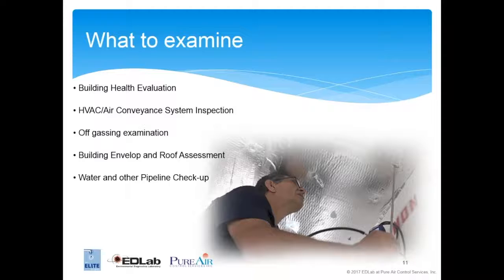The HVAC air conveyance system inspection is one of the very good practices that lead you to the various problems. Off-gassing examination, testing simple chemicals and off-gassing in the occupiable space, is another one. Building envelope and roof assessment is another way of finding out whether the problem is inside the building or just coming from the outside of the building. And obviously water and other pipeline checkup can give you a lot of good information about various pollutants and contaminants in the building. Fantastic.